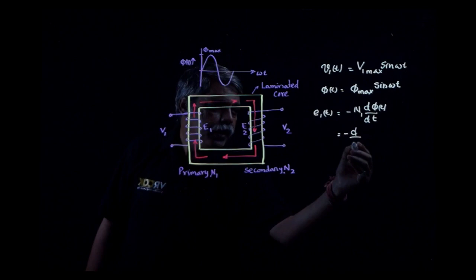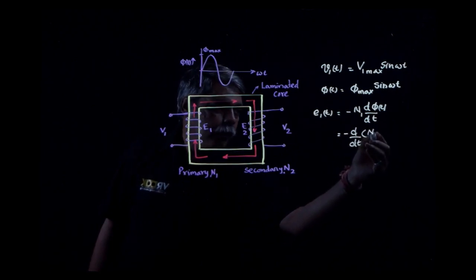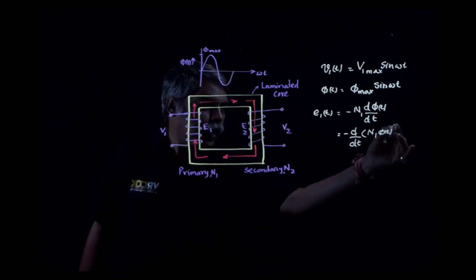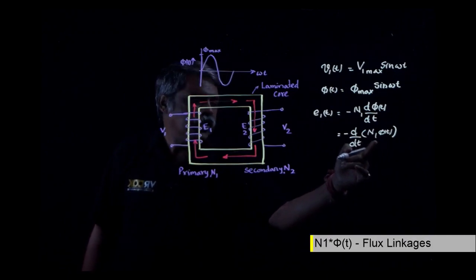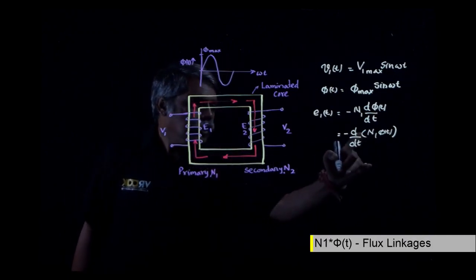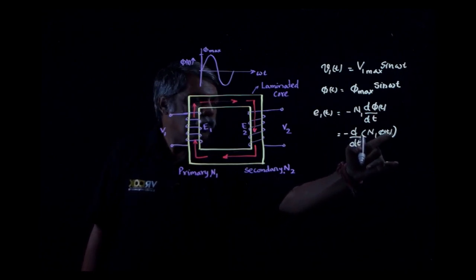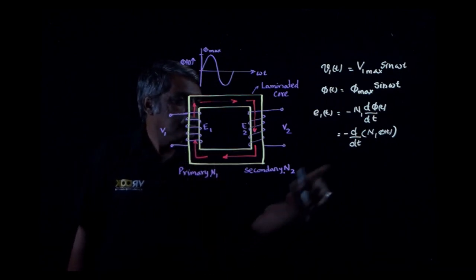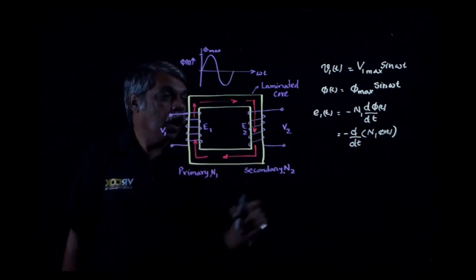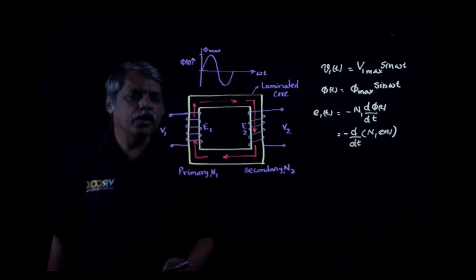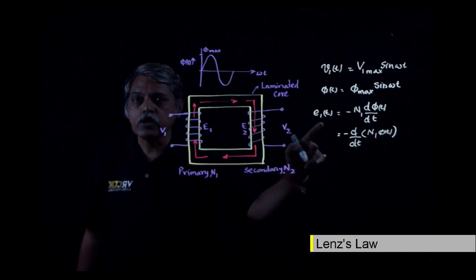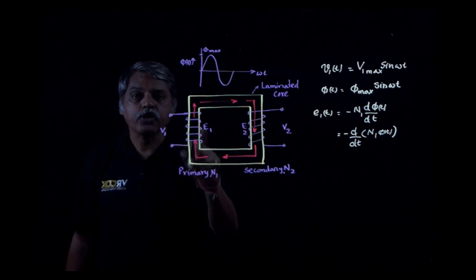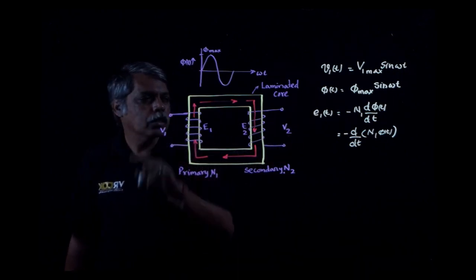Now this term N1 phi of t is the flux linkages in the primary winding. So d by dt of N1 phi of t gives the rate of change of flux linkages in the primary winding, and that gives the induced voltage. The minus sign is according to Lenz's law. It says that the induced voltage opposes the cause of its production, which is nothing but the supply voltage.